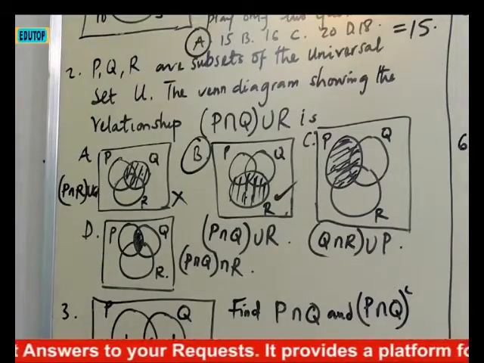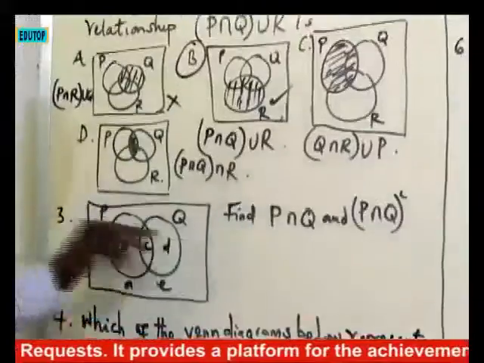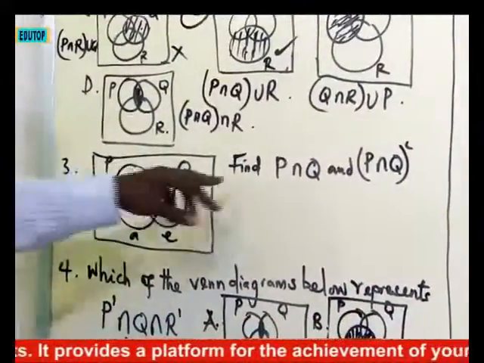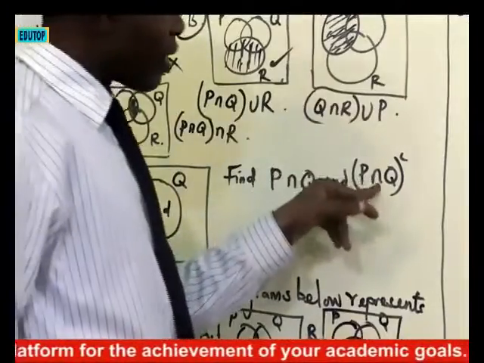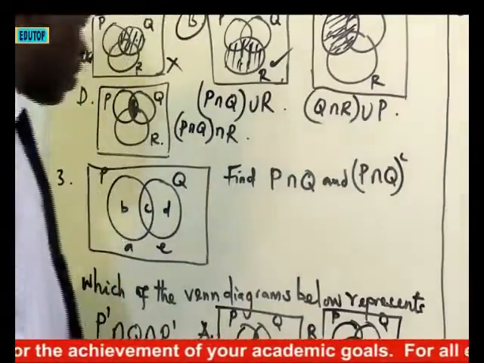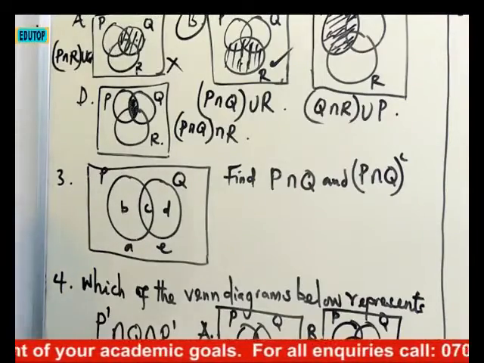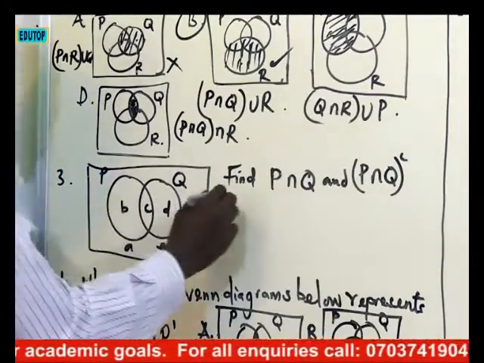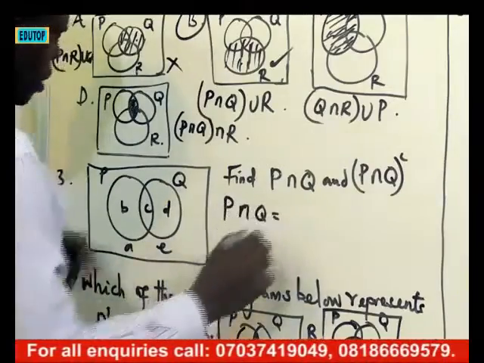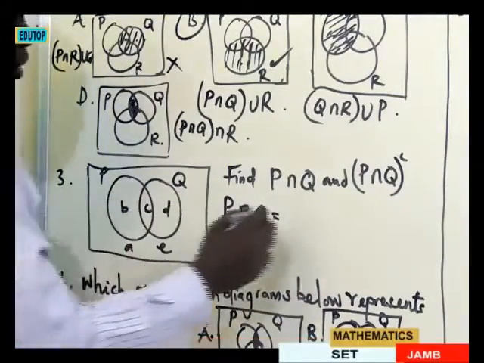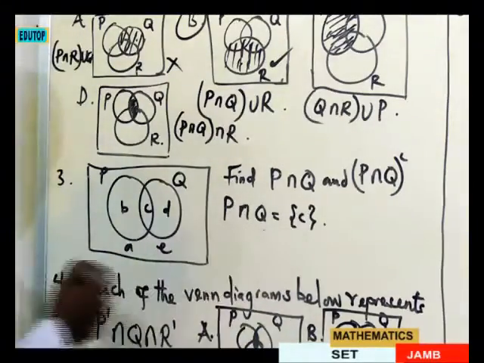Then the next question says that find P intersection Q. We have P and Q, 2 circles, and the question asks us to find P intersection Q and P intersection Q complement. So in this situation, P intersection Q will definitely be the way you have P and Q intersecting, that's C. So the answer to this one will be C.